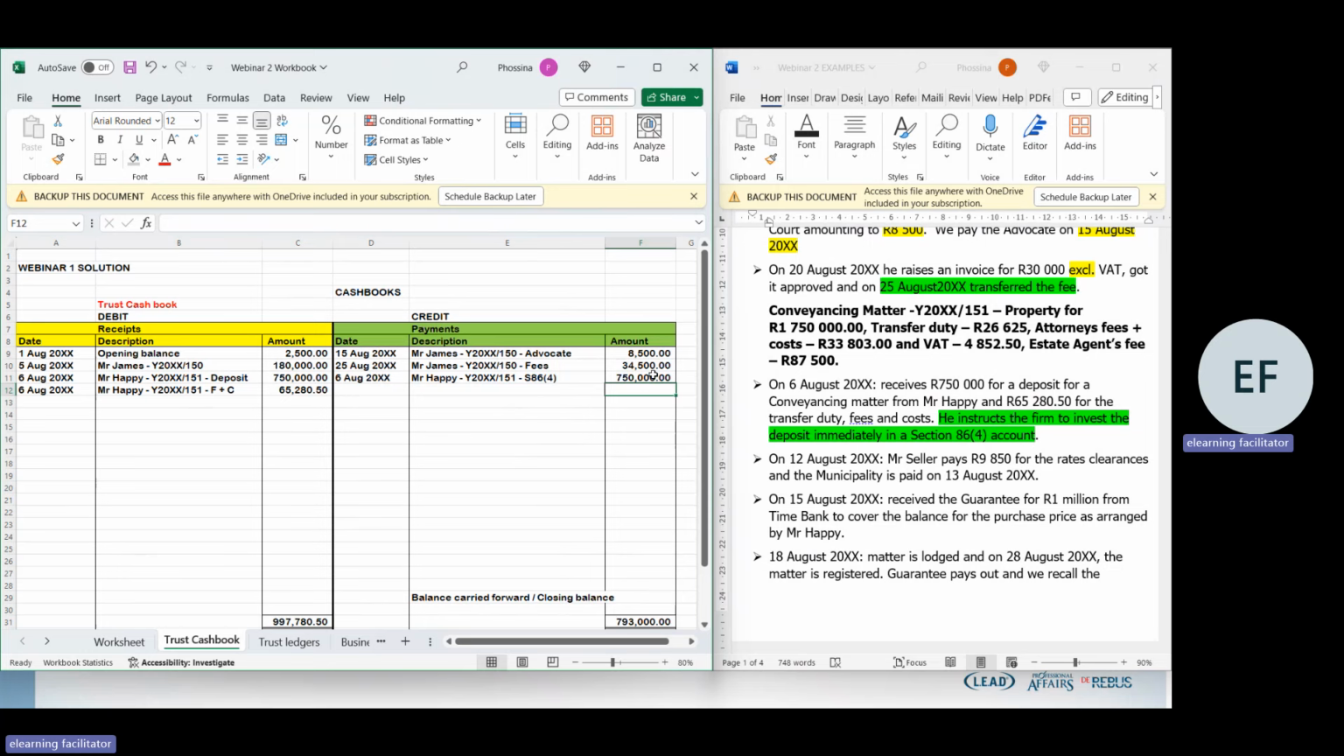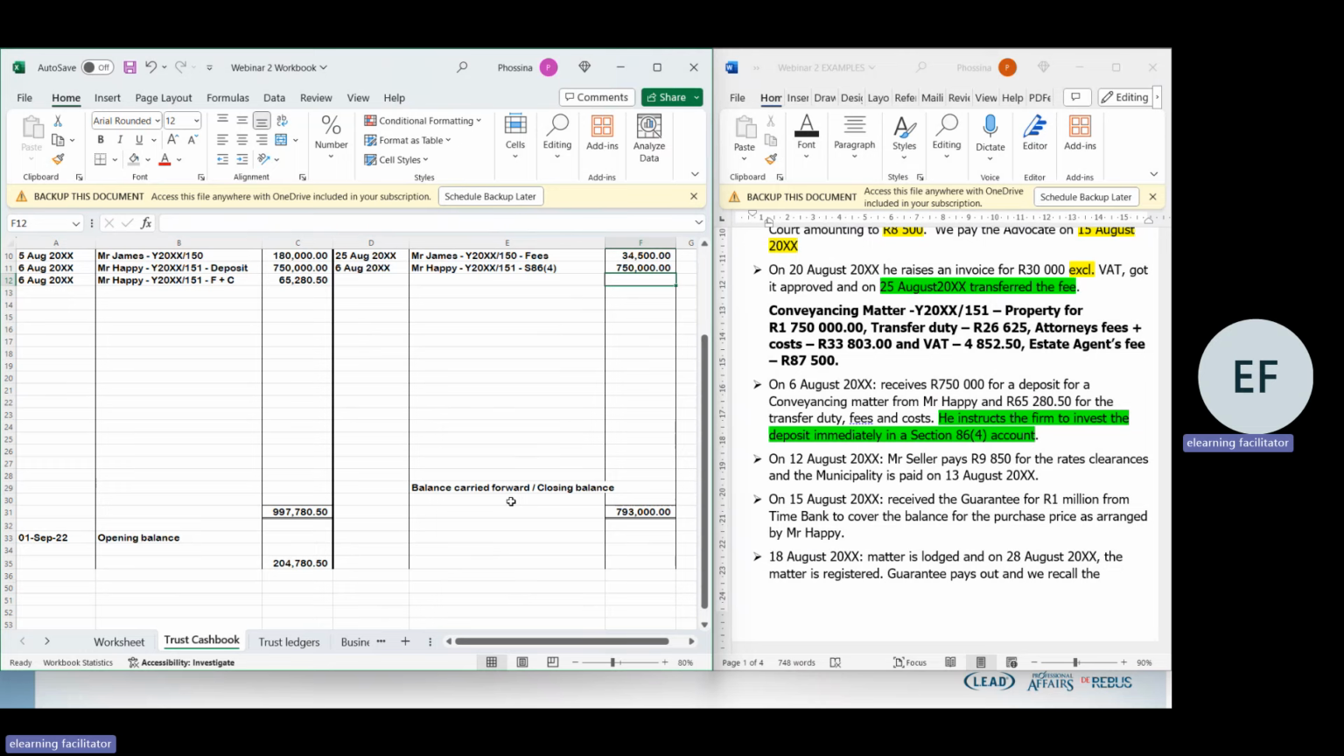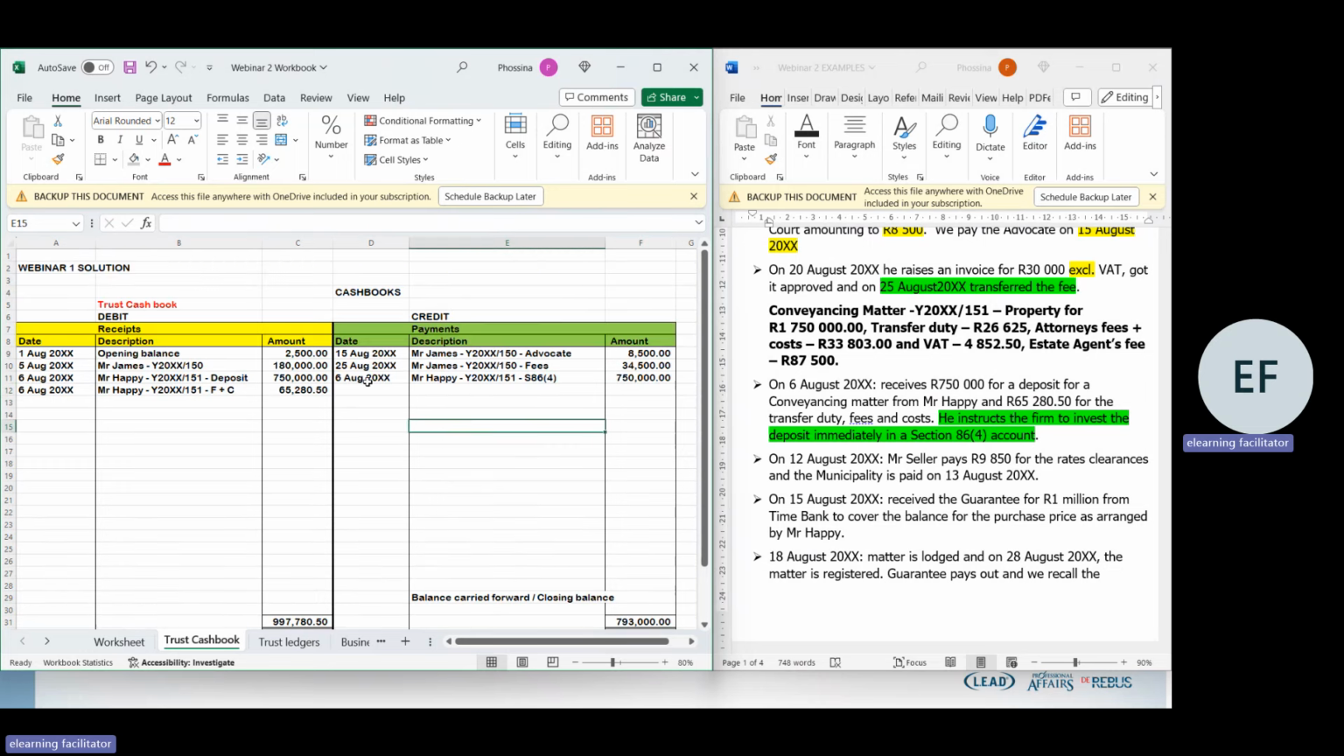because the transfer duty fees and costs, we are going to utilize while we are carrying the money. So if we invest now, you would find when we want to pay SARS so that we get a clearance certificate, then it will delay us. Okay, so for us to record the double entry, we are going to create a Section 86(4) ledger, cash book. It's a cash book, because we are going to open a bank account for it.